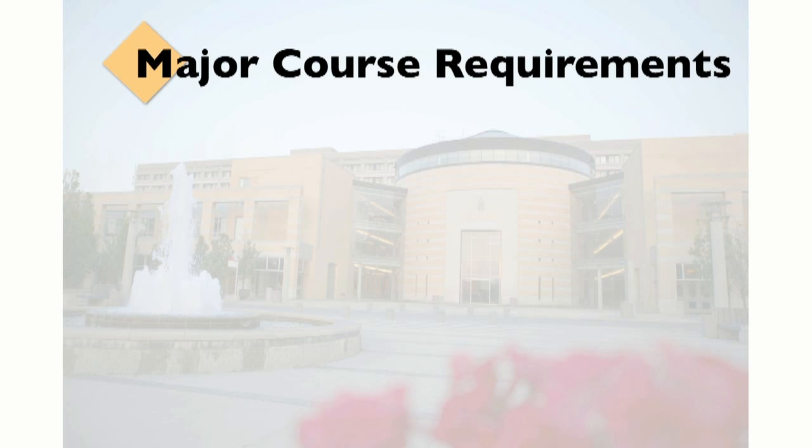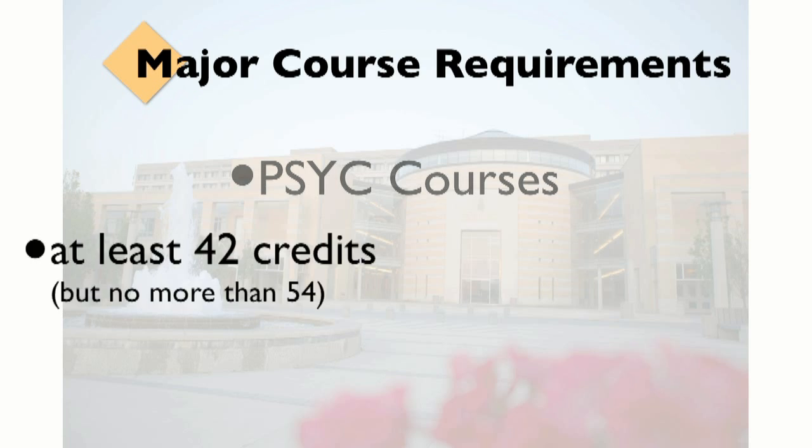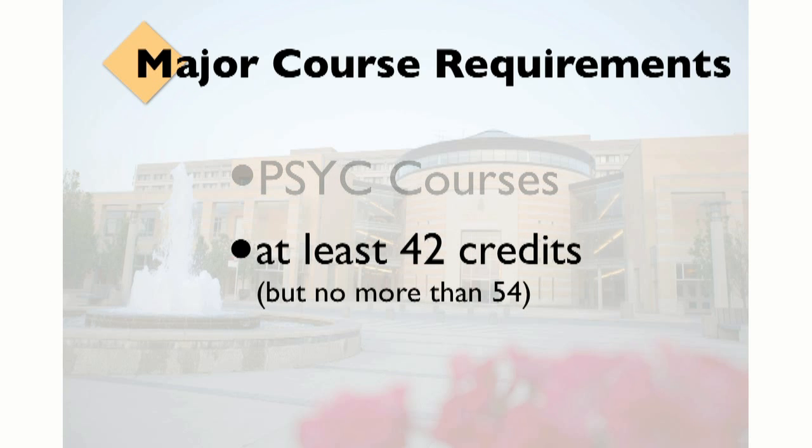Okay, so now that we reviewed the general education, basic science, and outside major science elective requirements, let's talk about your major course requirements. Major courses refer to credits that you need to take in the program to which you've been admitted, in your case, psychology. For an honors BSc, you will need at least 42, but no more than 54 credits in psychology.